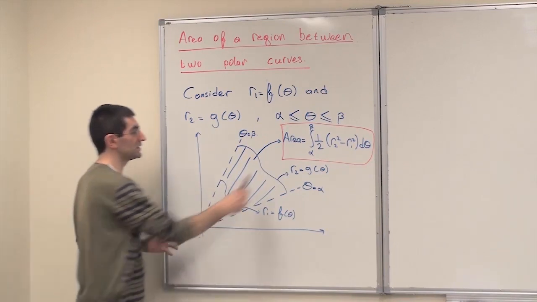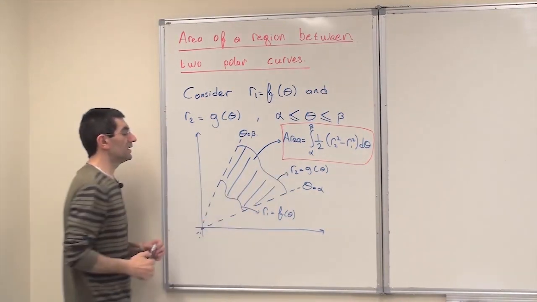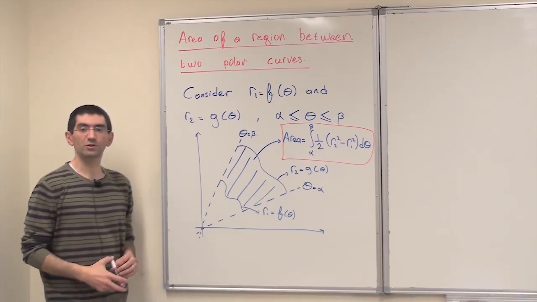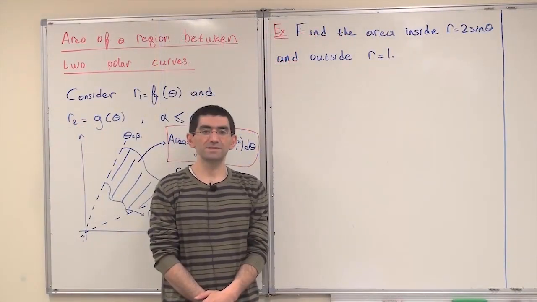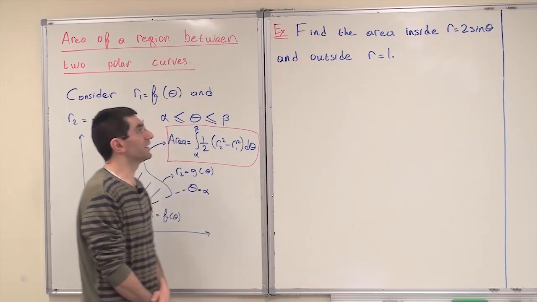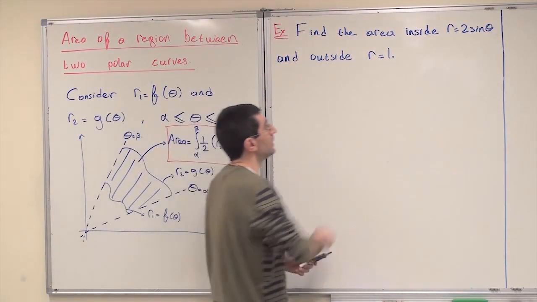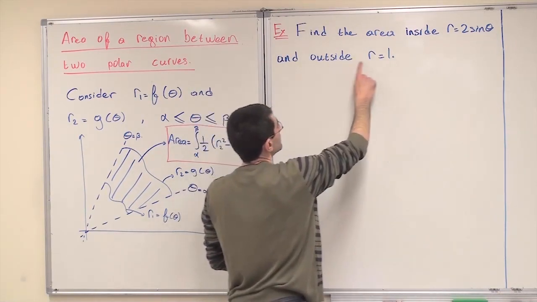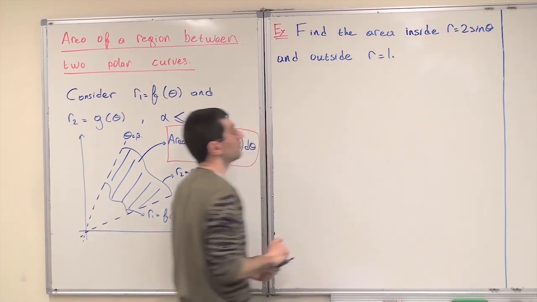And we are going to use this formula to calculate the area of the regions between two polar curves. In this exercise, we are going to find the area inside the polar curve r equals 2 sine theta and outside the polar curve r equals 1.